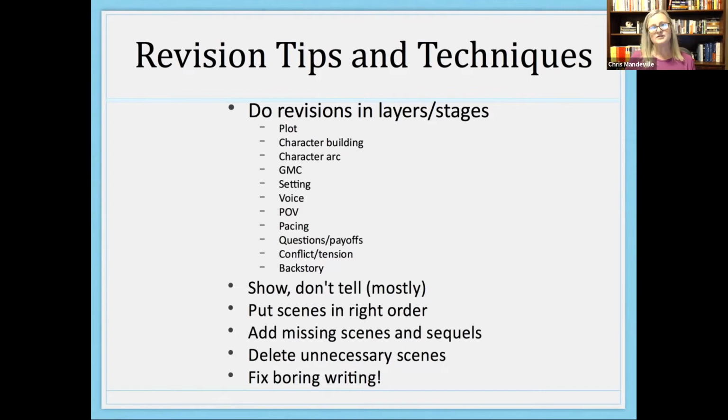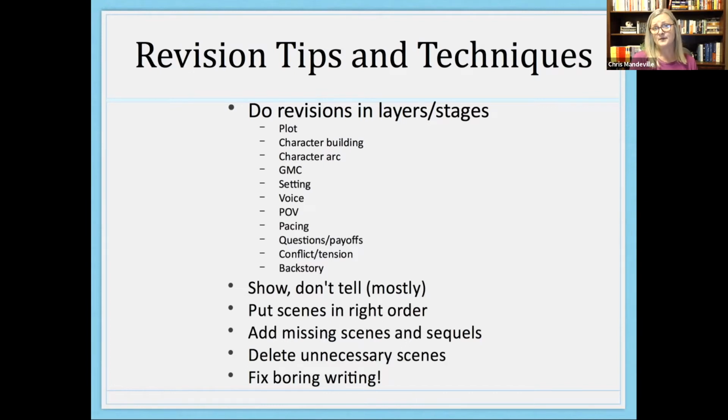Next, I've mentioned this several times because it's really important. Double check during the revision stage that you have all the scenes and all the components in the story in the best possible order for revealing your story. And remember to check for sequels to the scenes.